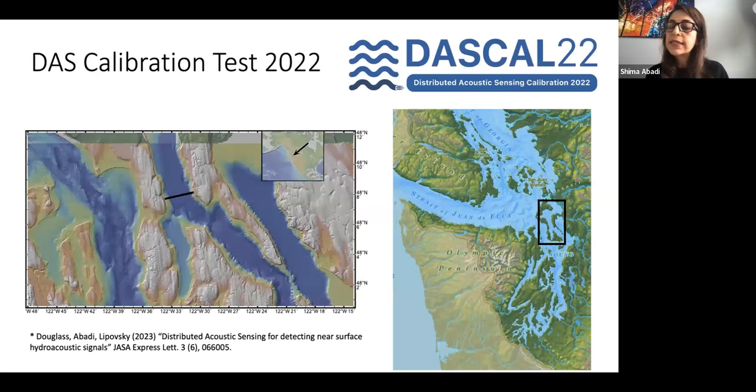So to understand that, we conducted another test, the DASCAL 22 experiment, in which we used about a 4-kilometer submarine cable connecting 2 islands in Puget Sound. And we collected data. We also had hydrophones for comparison. And we used a 3-meter gauge length. So we went really low.